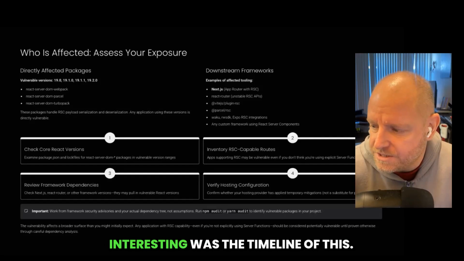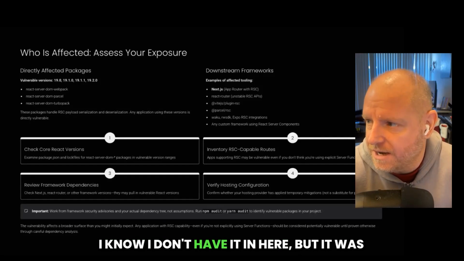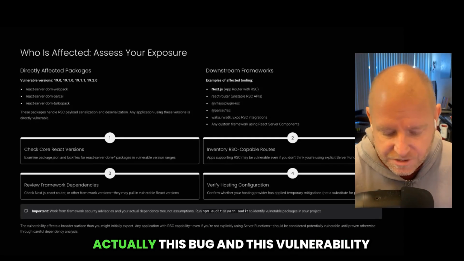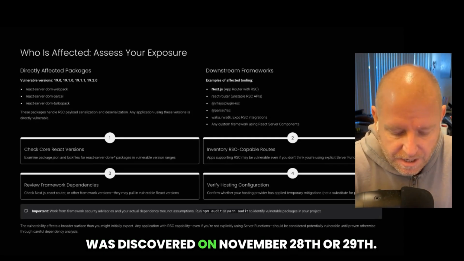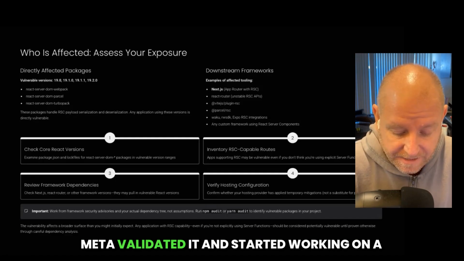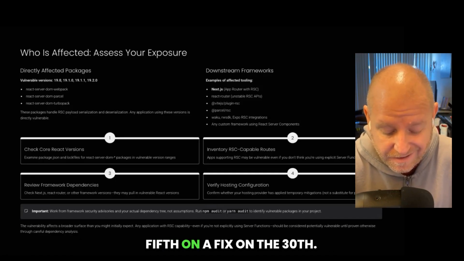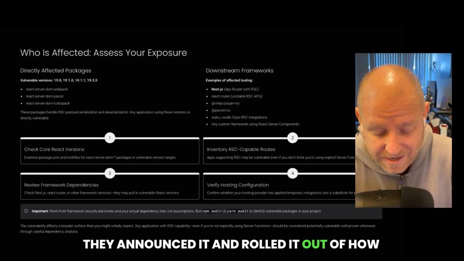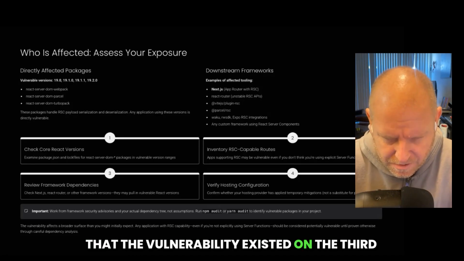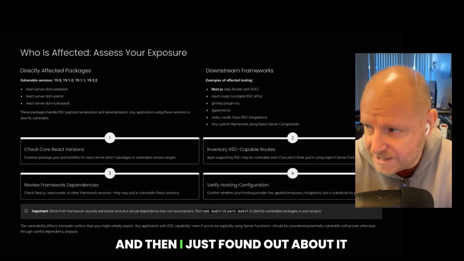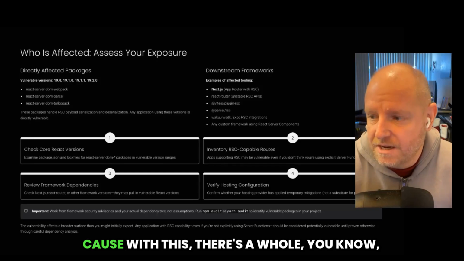One of the things I thought was interesting was the timeline of this. I know I don't have it in here, but this vulnerability was discovered on November 28th or 29th, validated, and they started working on a fix on the 30th. They announced it and rolled out the fix on the 3rd of December. And I just found out about it yesterday.